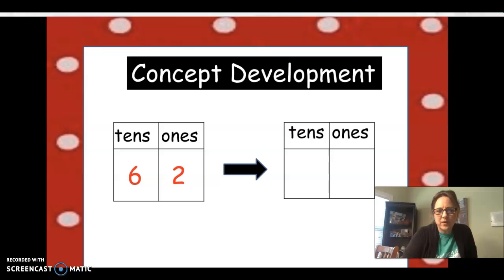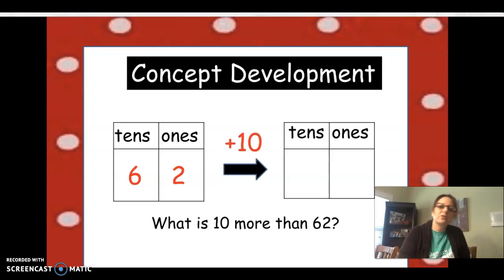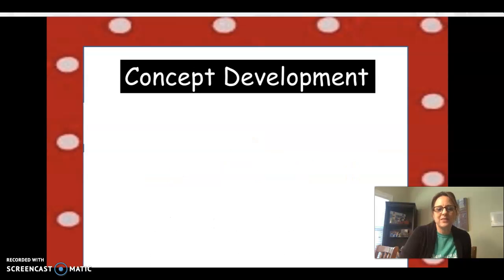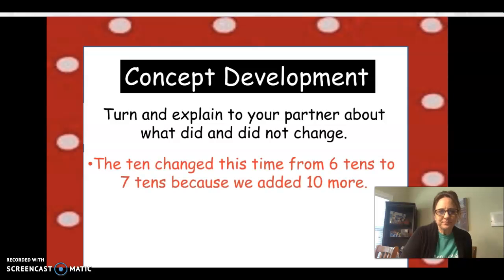So let's go ahead and move on past a few things here, and let's go to the next question. What is 10 more than 62? So instead of changing the ones place, you've got to change the tens place. 10 more than 62 would be 72. If you guessed 72, you were correct.